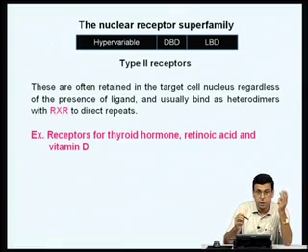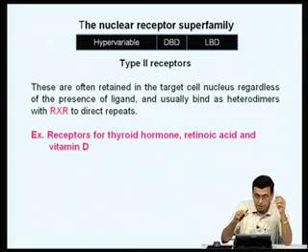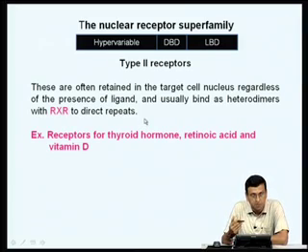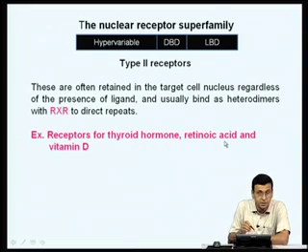And the third important difference is that while the steroid hormone receptors bind to palindromic sequences or inverted repeats, these type 2 receptors bind to direct repeat motifs. Some classic examples of type 2 receptors are receptors for thyroid hormone, retinoic acid and vitamin D.